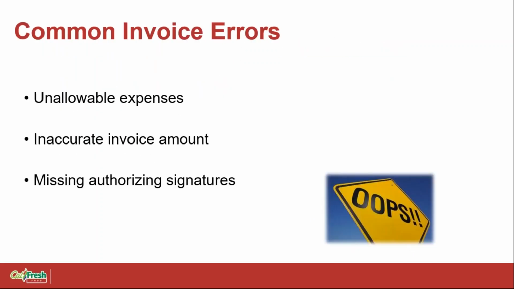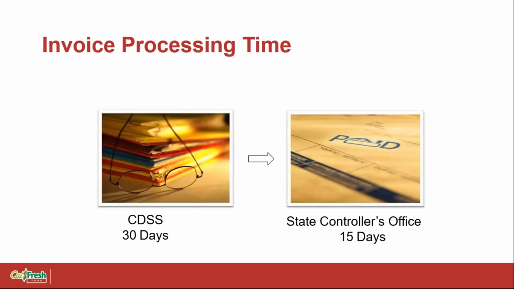The top errors we find are unallowable expenses, inaccurate invoice amount, missing authorized signatures. Invoice processing time: CDSS typically has a processing time of 30 days, and the State Controller's Office is around 15 days.